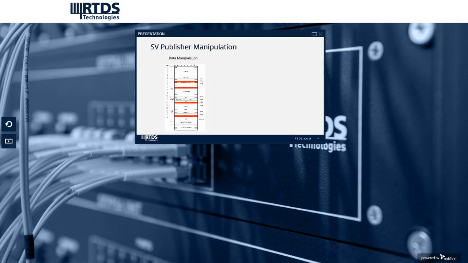Next, we talk about SV publisher manipulations. There are 2 types of manipulations. First is data manipulation. Here is an SV packet. Any segment or field of this packet can be modified or manipulated on purpose, and the subscribing relay will operate incorrectly.